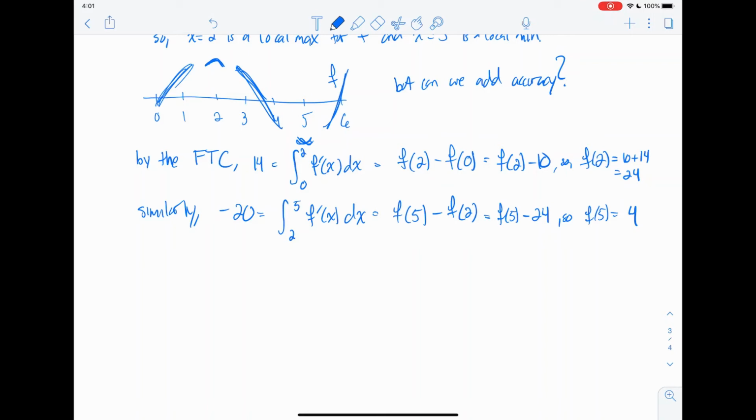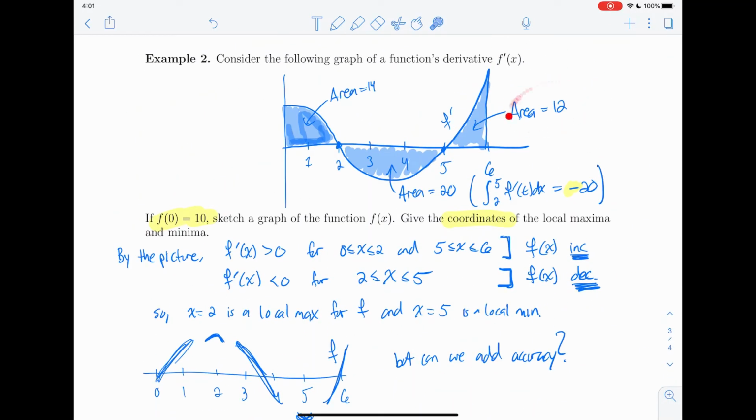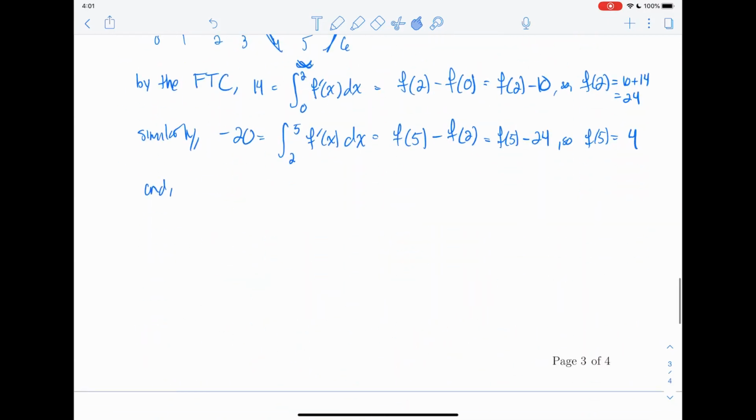And if we do this for the third region, we'll end up with, remember that the proposed area for the third region was 12 from 5 to 6. Here we're going to get that 12 is equal to the definite integral from 5 to 6 of f prime of x dx, which by the fundamental theorem of calculus is equal to the antiderivative at 6 minus the antiderivative at 5, for which the antiderivative at 5 is a 4.